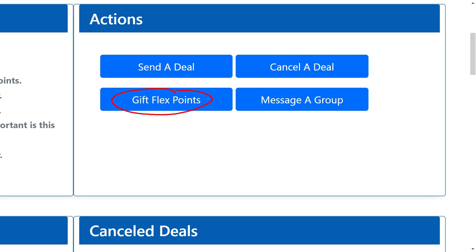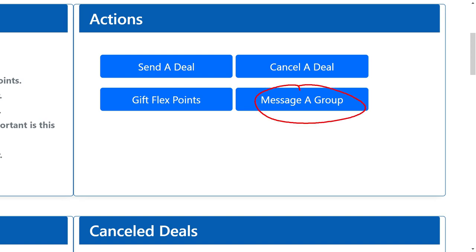We have flex points that you can send. That's a way to give other groups more flex points. Remember, flex points give you flexibility. It helps your score go higher. It helps you to have a good result. So you can give them as a gift. And you can message a group.